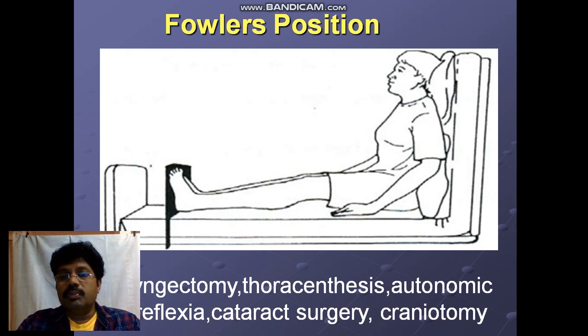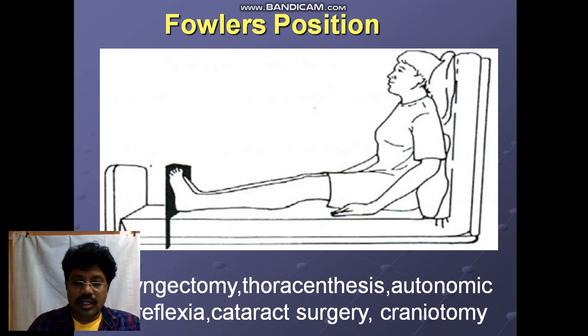So in this Fowler's position, there are different types. This is 90 degree. You can keep sometimes with the 60 to 45 degree, and sometimes low Fowler's with the 15 degree angulations. Also, you can keep it for better breathing. This is called Fowler's position.